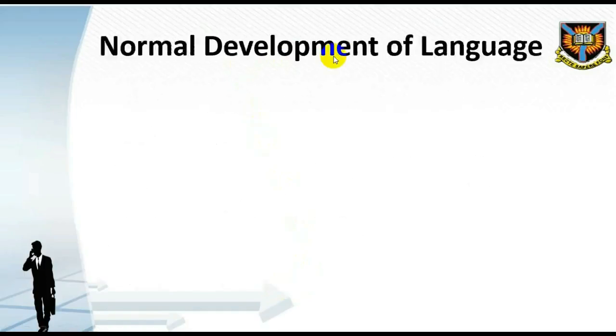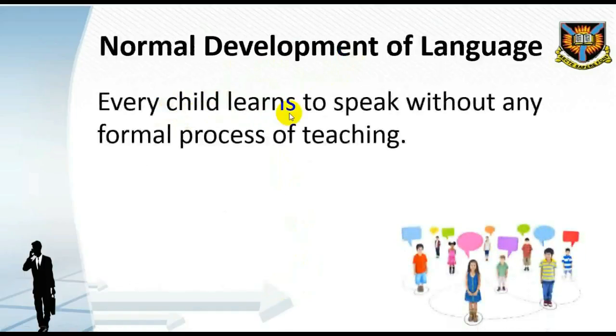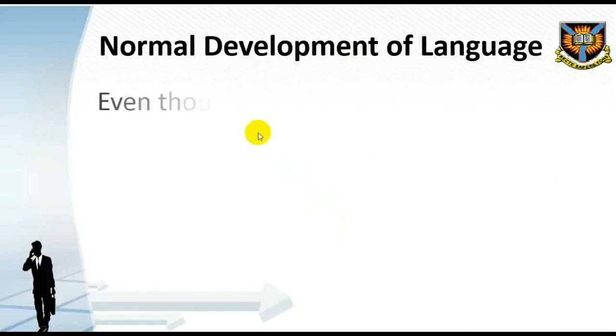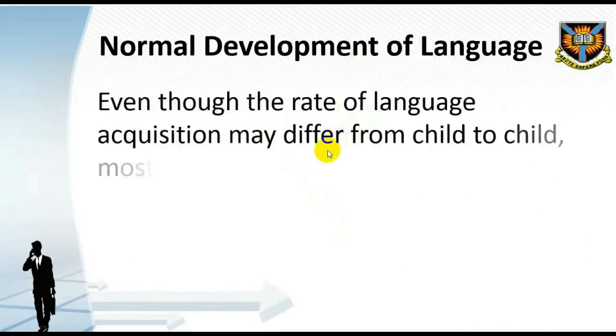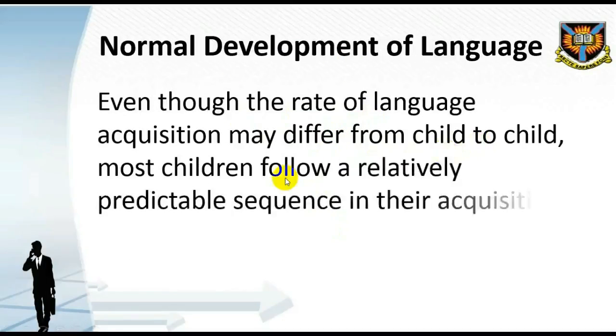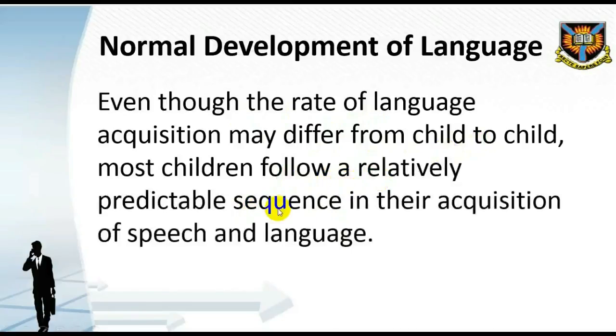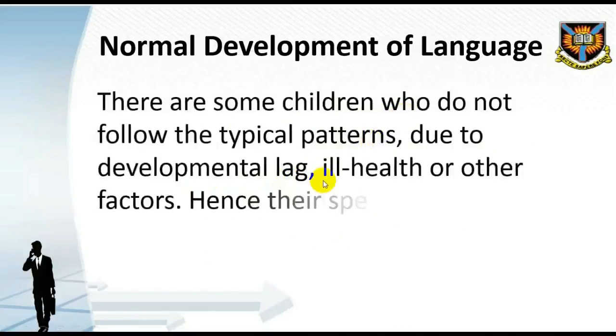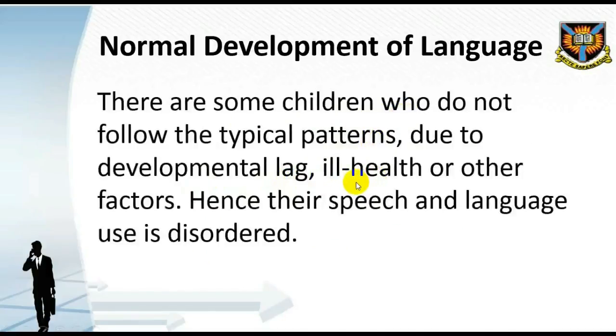Normal development of language. Every child learns to speak without any formal process of teaching. All human beings are equipped with the ability to acquire language. Even though the rate of language acquisition may differ from child to child, most children follow a relatively predictable sequence in their acquisition of speech and language. There are some children who do not follow the typical pattern due to developmental lag, ill health, or other factors. Hence, their speech and language use is disordered.